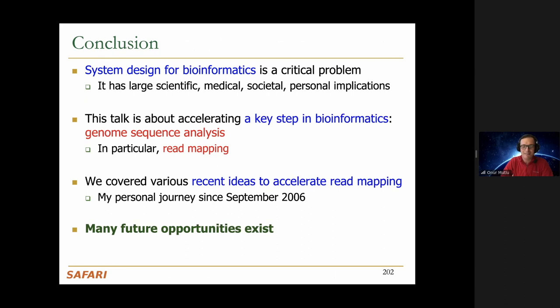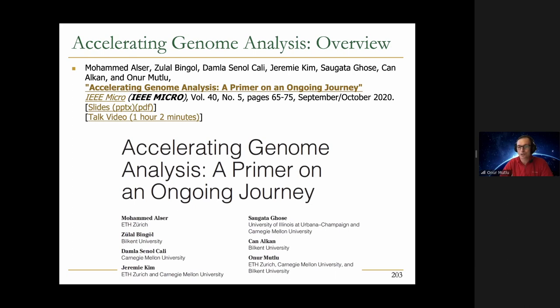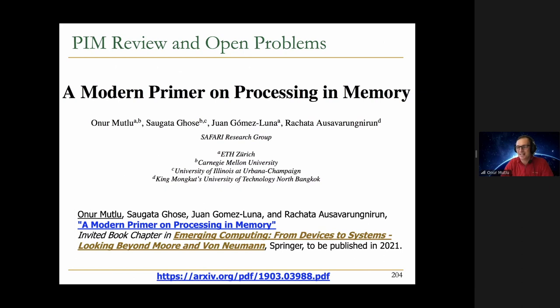I believe many future opportunities exist. Hopefully, I've given you some examples of this, especially with new sequencing technologies, I think. And also especially with new applications and use cases. And I think in the end, we need to do better algorithm architecture co-designs for this. And I'll point you to this short paper that we have been invited to write. Again, there's a lot more that's covered, even though it's shorter, because it doesn't go into as much detail as I did here. And I think processing in memory technologies actually are a very good fit going into the future.